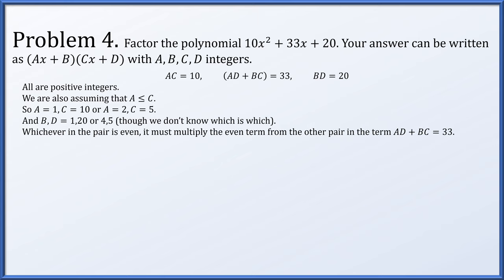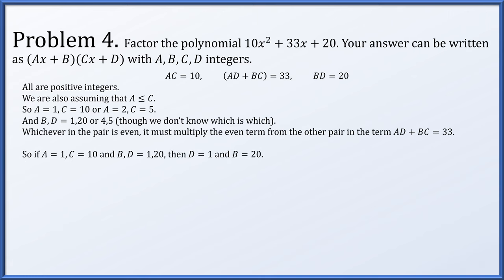We do know, however, that in each of the pairs we pick, whichever one is even has to multiply the even number from the other pair, and whichever is odd has to multiply the odd number from the other pair in the expression A times D plus B times C equals 33. That's the only way that that expression would end up with one odd number and one even number so that the sum could be odd, 33.